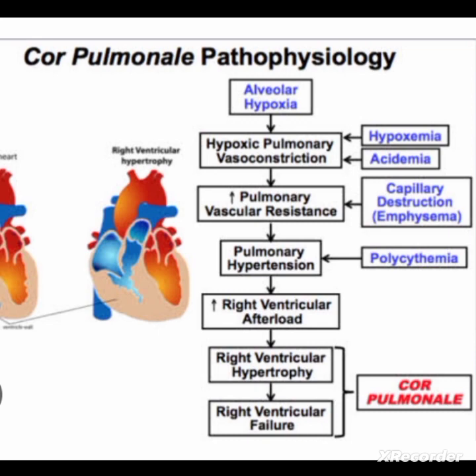So, when pulmonary hypertension is increased, right ventricular afterload is increased, which leads to right ventricular hypertrophy and gradually right ventricular failure, which leads to cor pulmonale. So this is the pathophysiology.